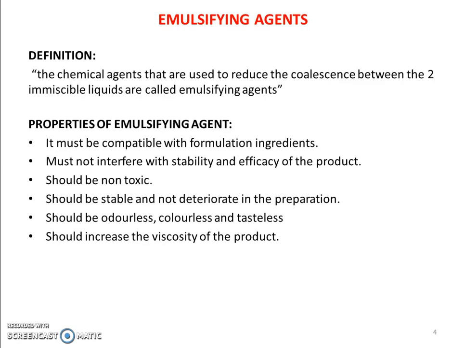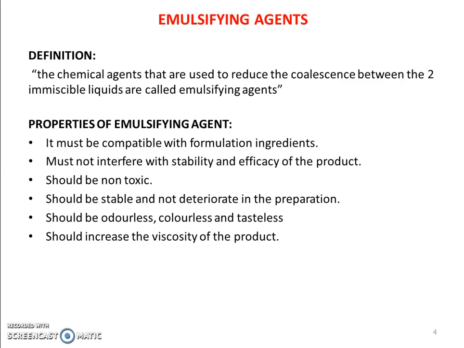Emulsifying agents are the chemical agents that are used to reduce the coalescence between the two immiscible liquids. Coalescence means the aggregation of droplets, which leads to instability in the emulsion. There are a number of emulsifying agents available. So, depending upon which type of emulsion we have to prepare, we have to select the emulsifying agent.